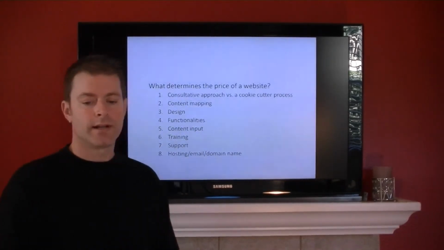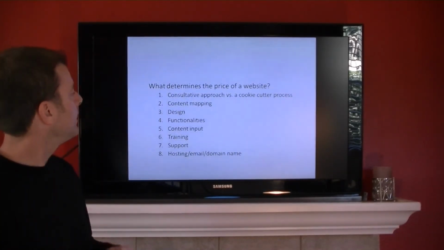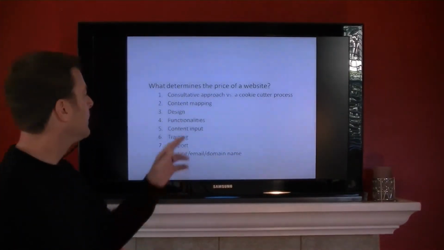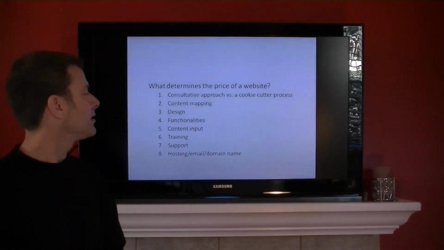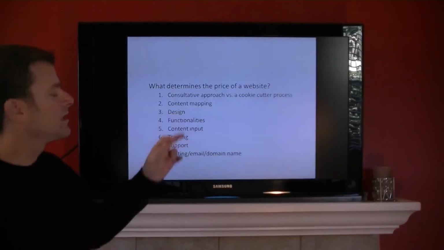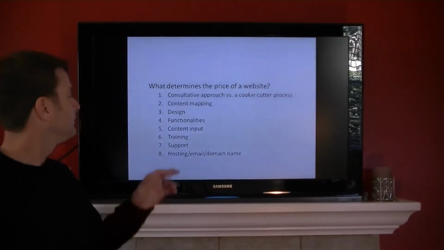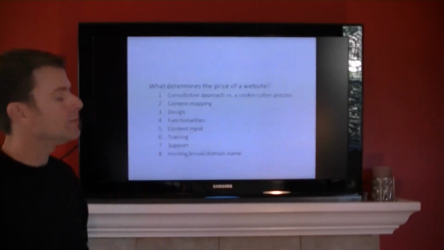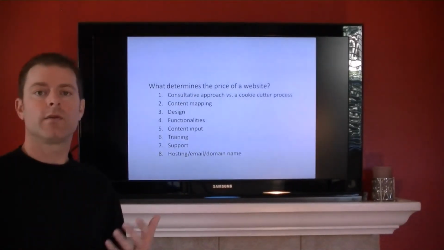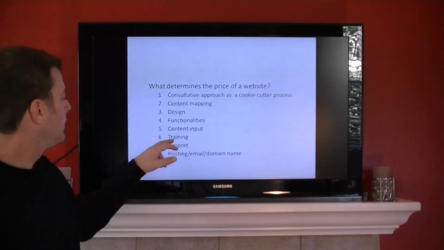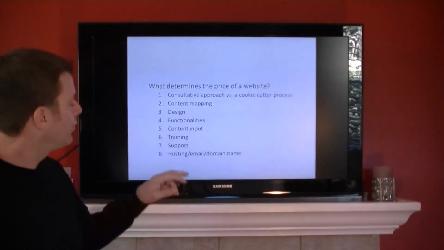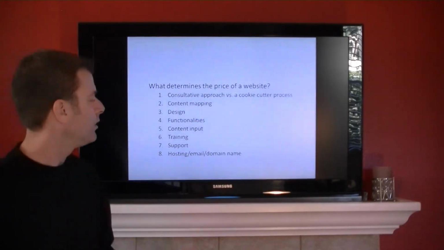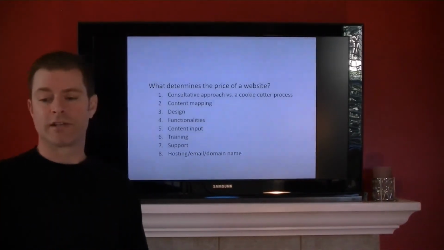So in summary, the things that determine the price of a website: is it a consultative approach or a cookie cutter process? Is there content mapping included? What's the design? Is it pre-made or custom? What kind of functionalities are being included? Content input: are you putting a lot of content in, or are they putting a lot in for you? What kind of training are they providing? What kind of support is included? And what kind of hosting, email, or domain name registration is included?